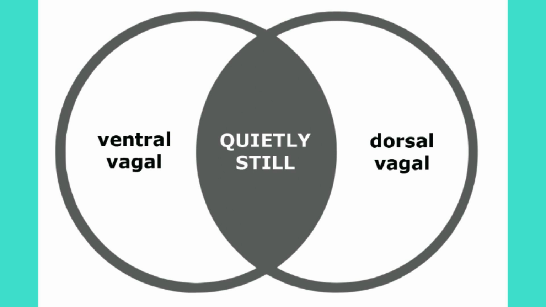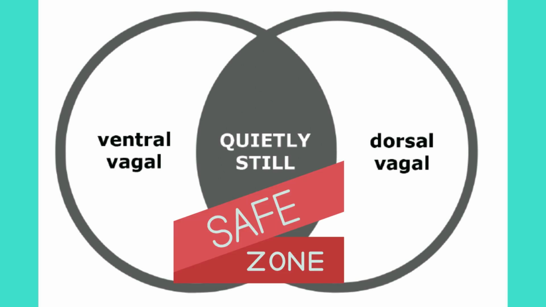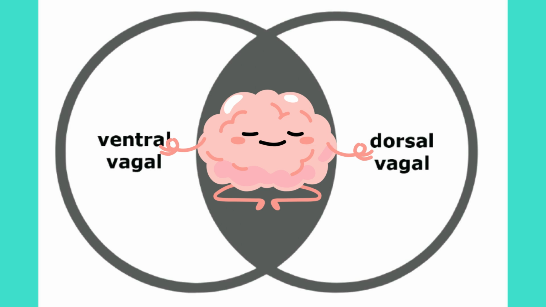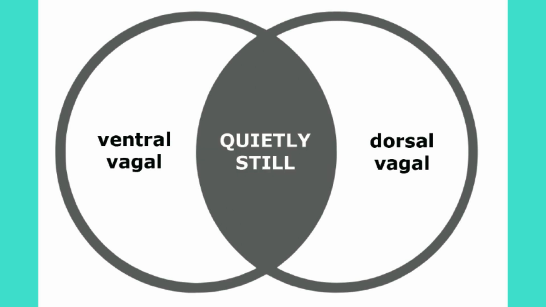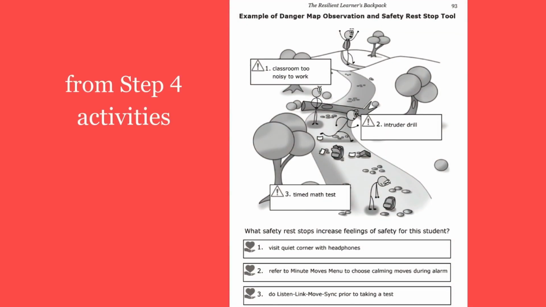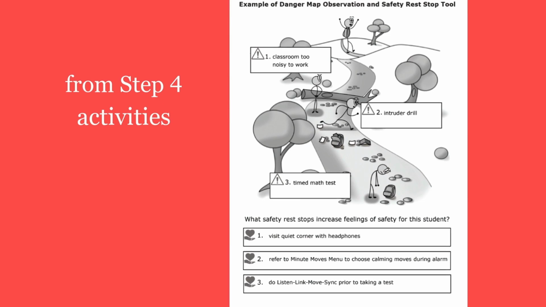The second blended state is quietly still, the blending of ventral vagal energy with dorsal vagal energy. Quietly still is the hardest state to move into because it requires feeling safe, along with being calm without eliciting a full dorsal vagal shutdown response. Often when we ask students to be quiet, mindful, and thoughtful, it's difficult to achieve for students with complex danger maps and limited regulating resources in their backpacks.